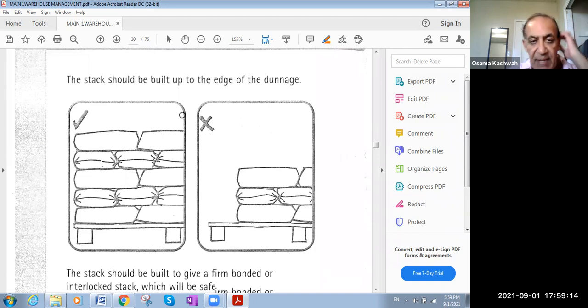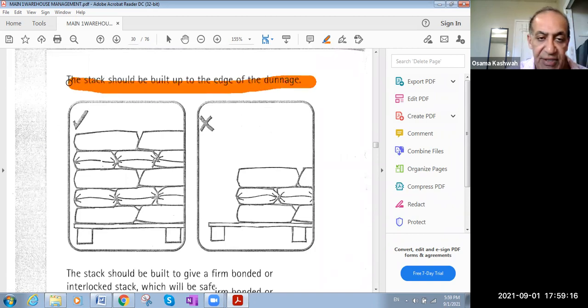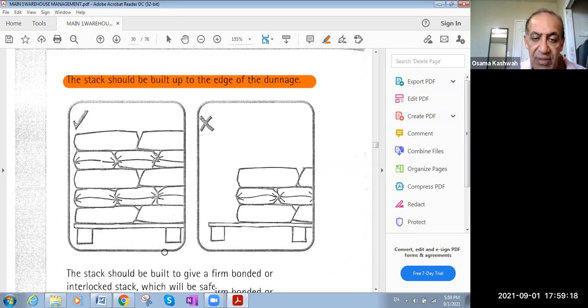The stack should be built up to the edge of the dunnage. Look at this picture. Here is the edge of the dunnage. So don't put the stack only up to the middle and leave this space. Don't do this. Just let the stacks be fully on the dunnage itself.